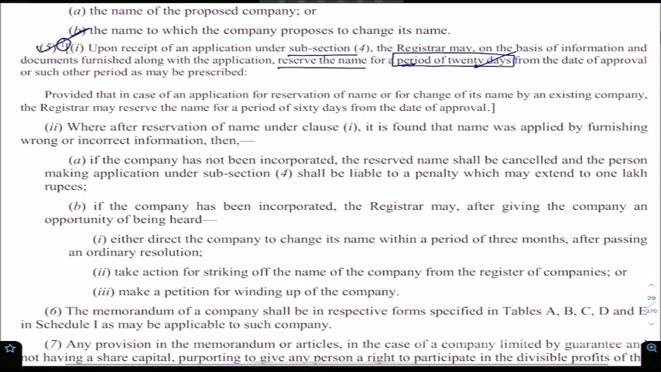Okay, done. Next, provided that, in case of an application for reservation of name for change of its name by an existing company, the registrar may reserve the name for a period of 60 days from the date of approval. Simply these two we have written in the form of a chart. Did you understand the concept or not, everyone? Yes, done. Tick these concepts. 5.1 proviso is also completed. Okay? Next.